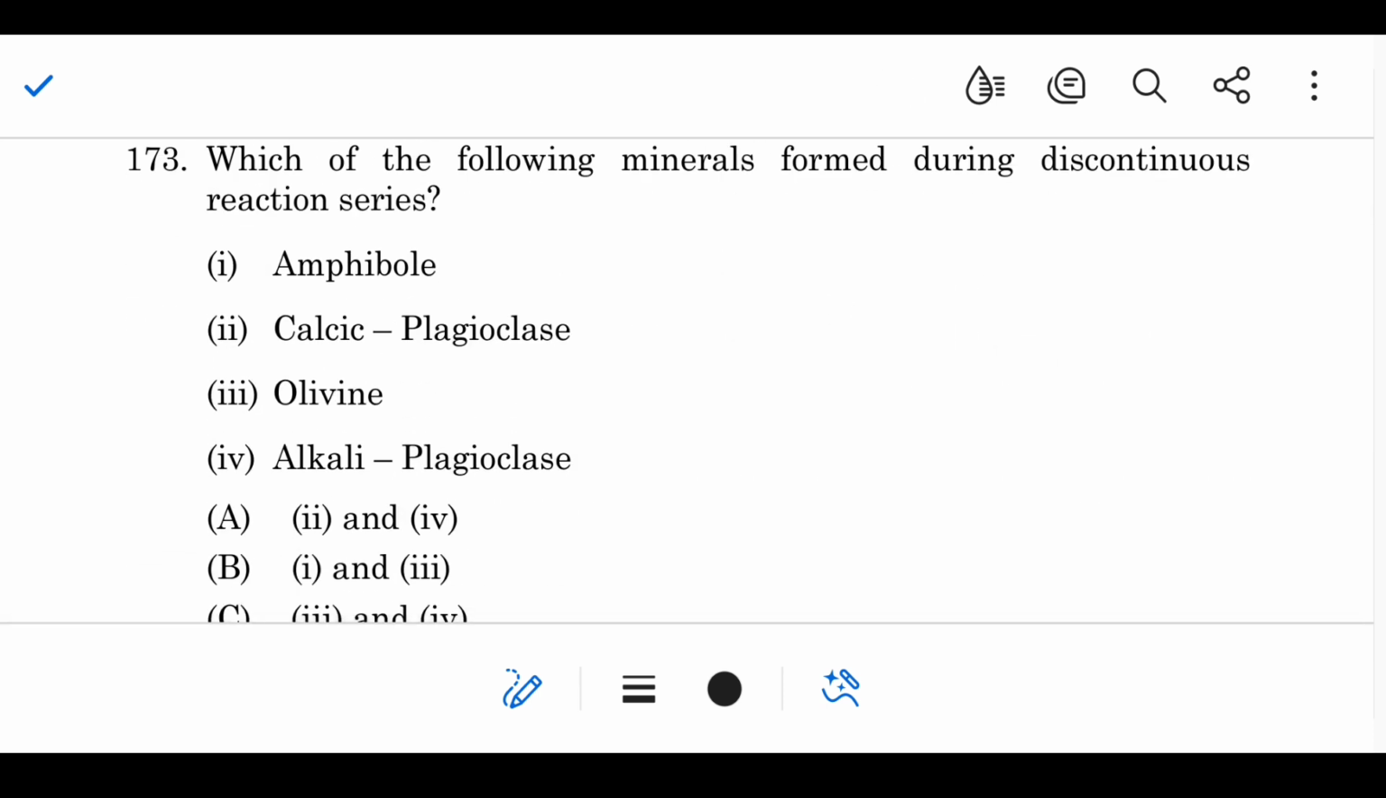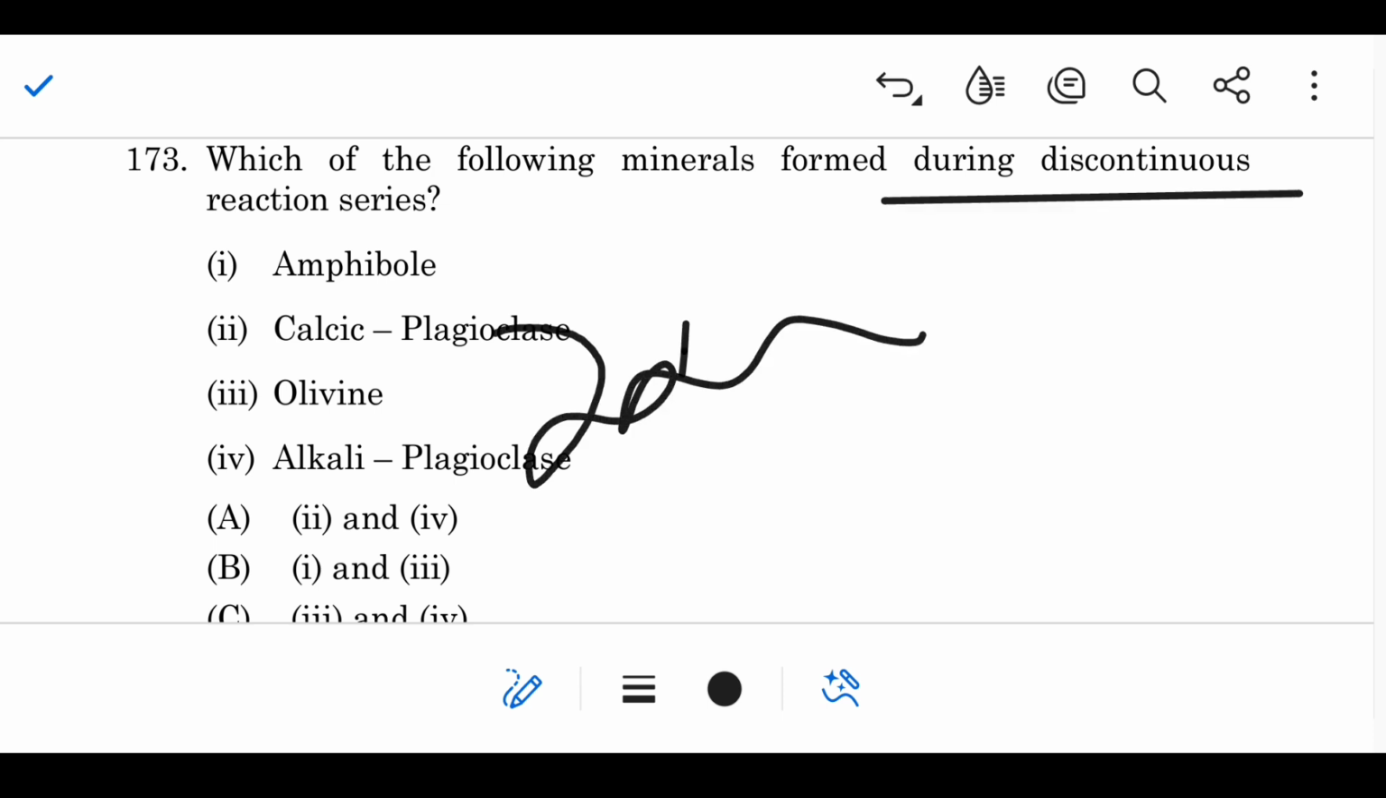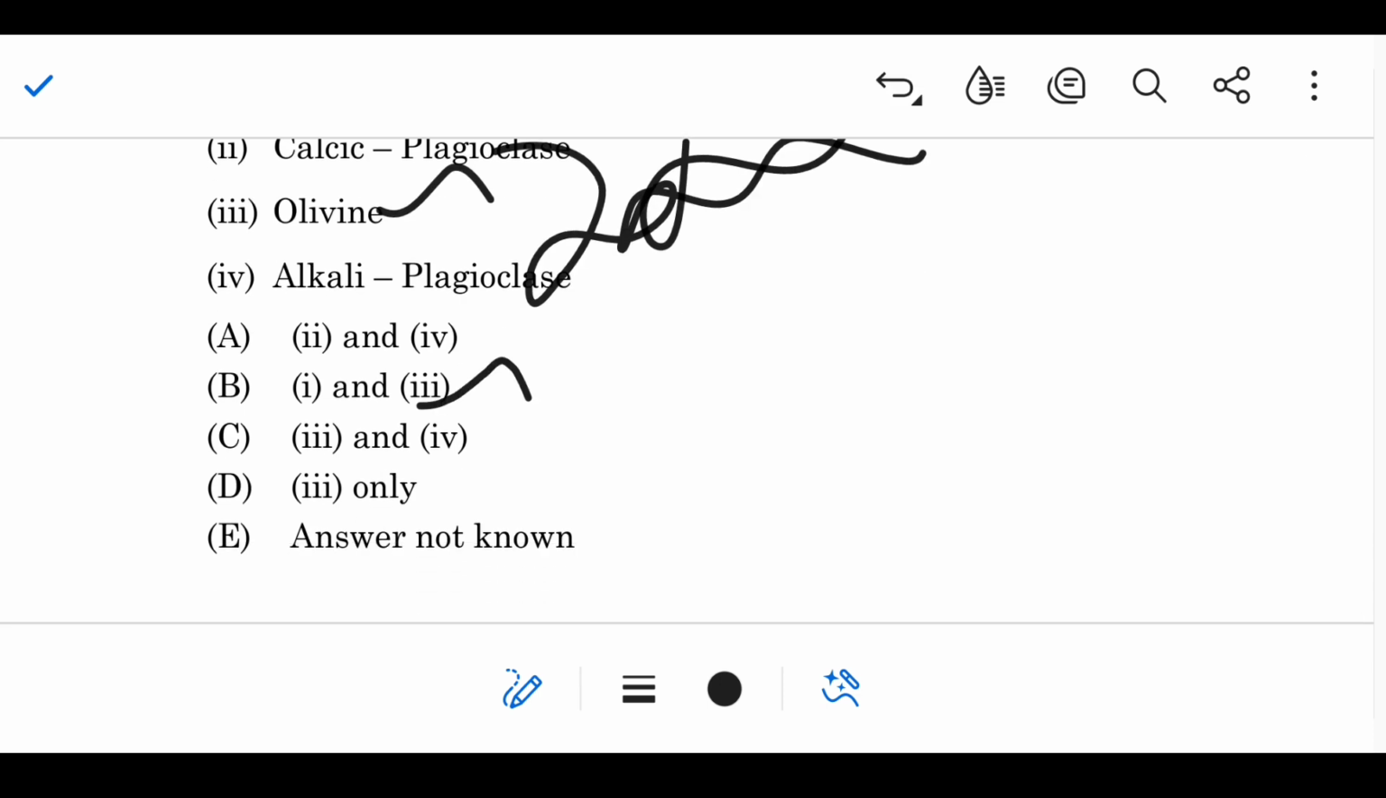Which of the following minerals is formed due to the discontinuous reaction series? Amphibole, calcic plagioclase, olivine, alkali plagioclase. First we have to see which of these belong to the discontinuous series. Plagioclase and alkali plagioclase are the continuous series. So amphibole and olivine, 1 and 3, are the discontinuous series.